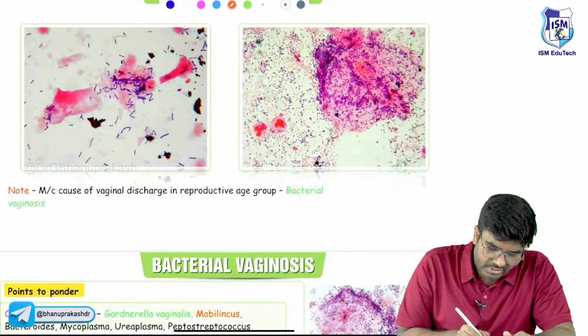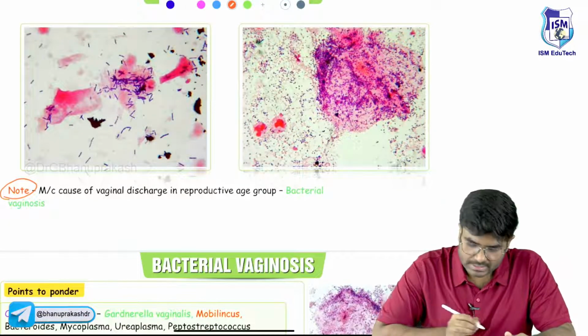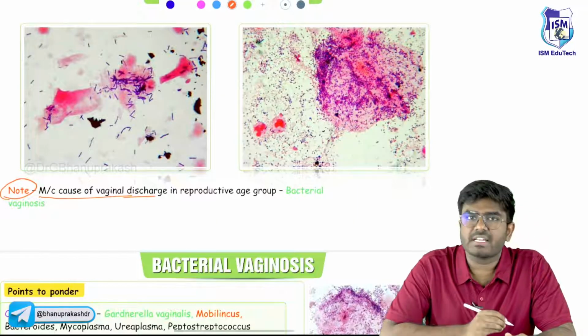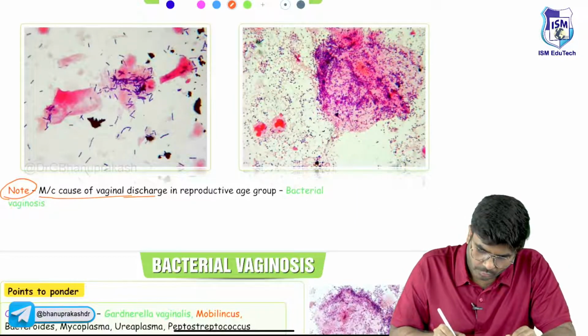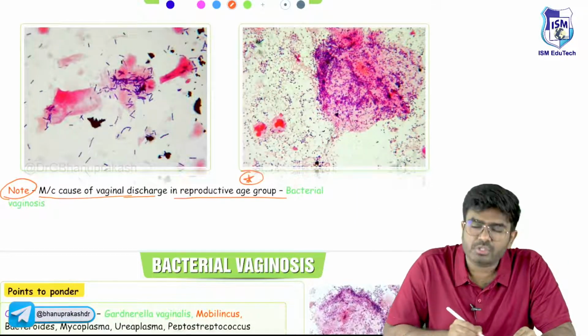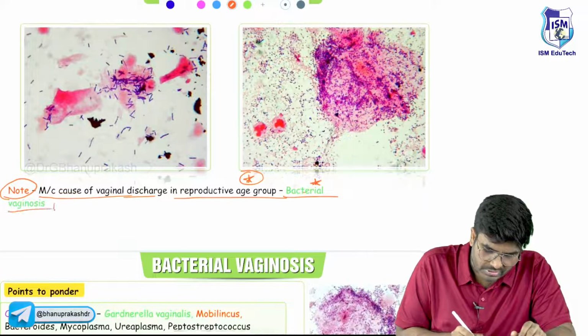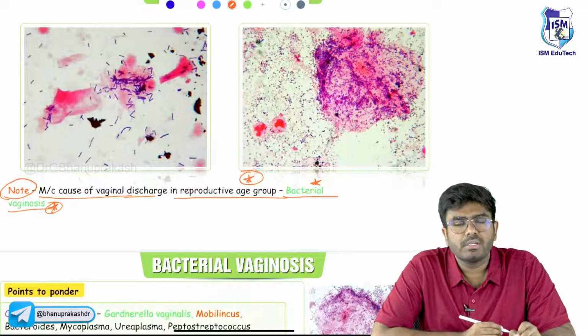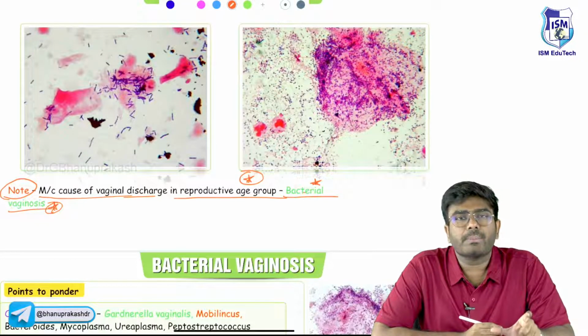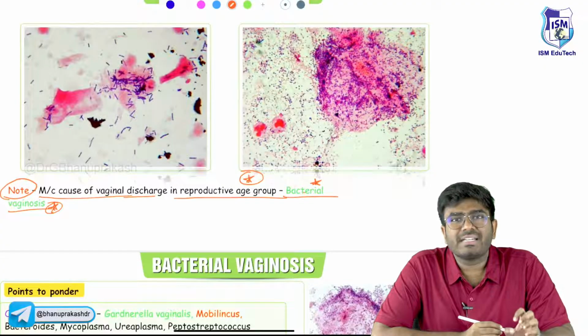The first topic that I'm going to discuss here is bacterial vaginosis. Let's keep it as simple as possible. Here we'll be integrating gynae and microbiology as well. So what is the most common cause of vaginal discharge, the discharge from the vagina, in the reproductive age group? In a reproductive age group female, the most common cause of the discharge is going to be bacterial vaginosis. She has an infection in the vagina because of certain microbes, and that's causing the discharge.